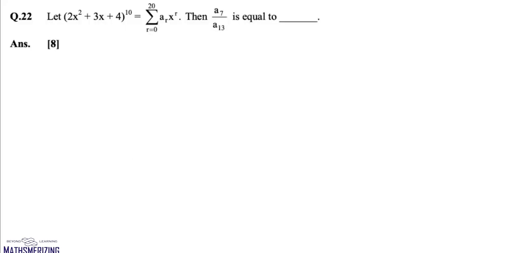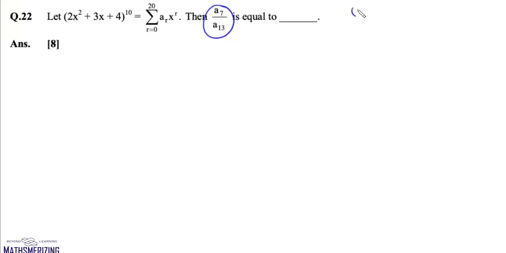Now let us take another question in multinomial theorem. And here the question is, let 2x square plus 3x plus 4 to the power 10 be equal to the summation ar into x to the power r, where r varies from 0 to 20. We need to find the value of A7 by A13. Now generally for such questions in multinomial theorem, we look at symmetry.